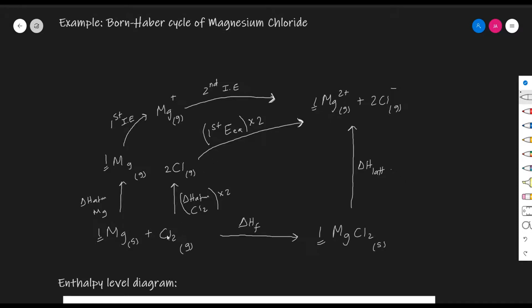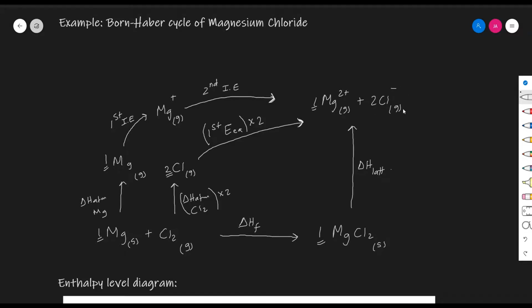The next step I would do would be to atomize the Cl2 gas, and once I atomize Cl2 gas, it would form 2 chlorine gaseous atoms. And thus, since the definition of atomization is to produce 1 mole of gaseous atoms from its elements in their standard state, I have formed 2 moles over here, and thus the enthalpy change of atomization would need to be multiplied by 2.